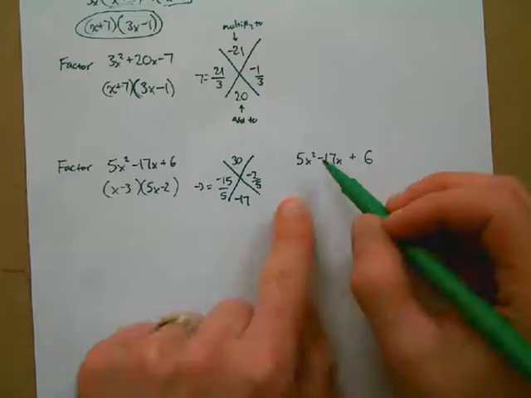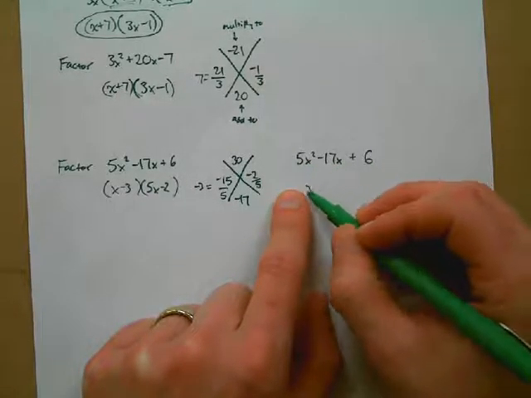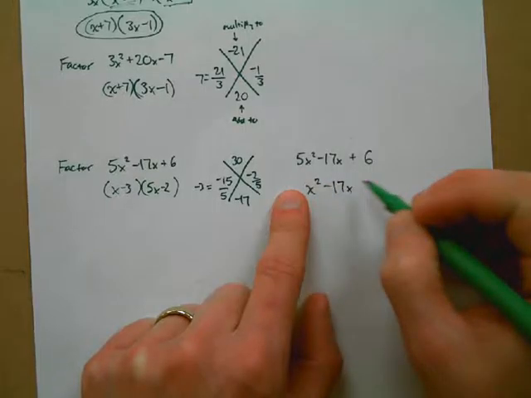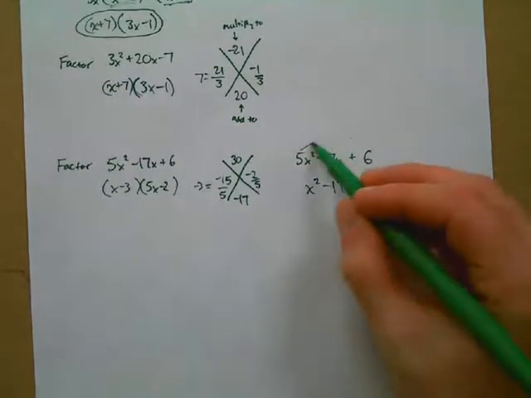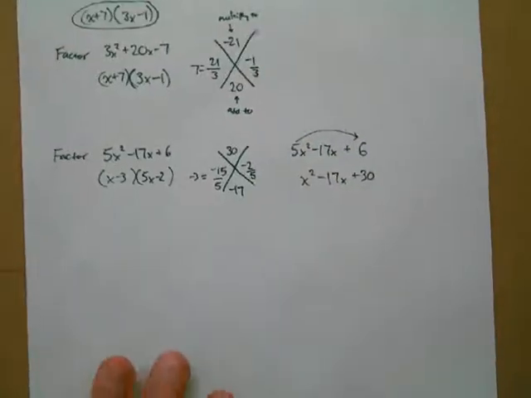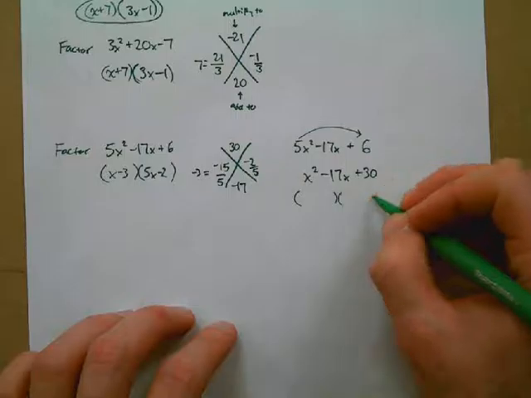So the 5 slides back to the 6. And then you factor this quadratic, which isn't too bad because you just need two numbers that multiply to make 30 but add to make negative 17. So again, we know what those are. It's going to be x minus 15 and x minus 2.